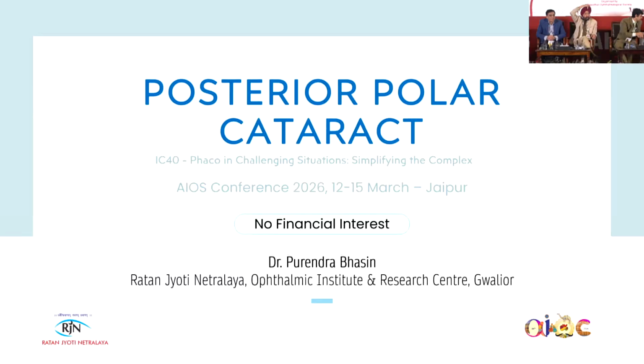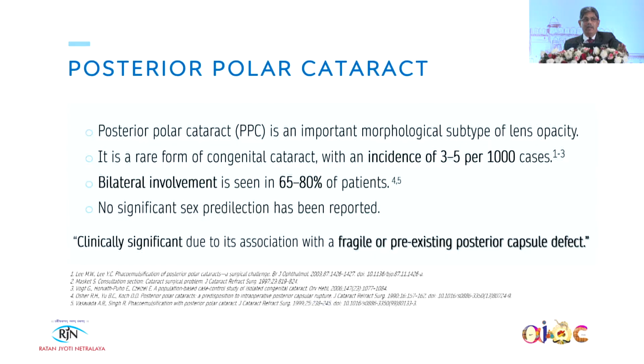Posterior polar cataract is definitely an enigma for any ordinary or even a proficient surgeon. The incidence is 3 to 5 in 1,000, and bilateral involvement is seen in 65 to 80%. When you see a case with a PC rent, a central PC rent, you should think that the other eye might have a posterior polar cataract, because these are most likely bilateral. The important thing to remember with this cataract is that there is a pre-existing defect in the posterior capsule, or the posterior capsule is fragile.